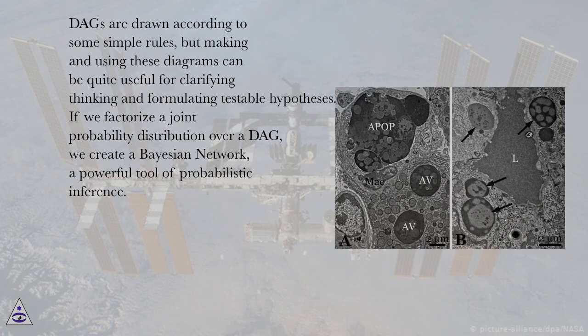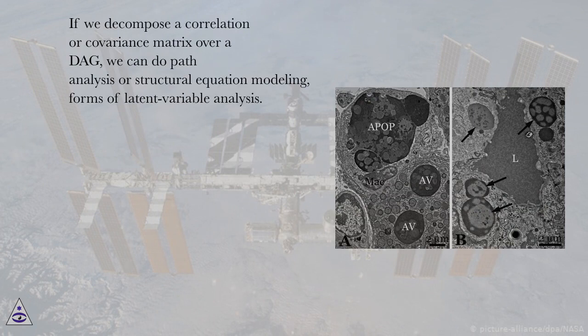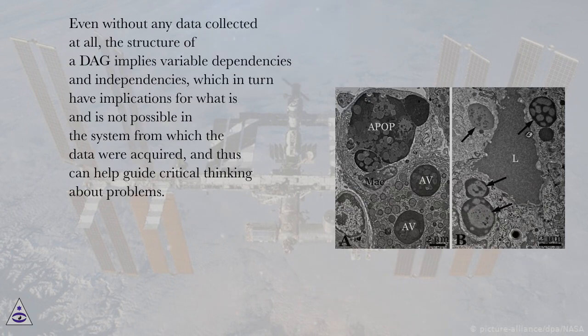If we factorize a joint probability distribution over a DAG, we create a Bayesian network, a powerful tool of probabilistic inference. If we decompose a correlation or covariance matrix over a DAG, we can do path analysis or structural equation modeling, forms of latent variable analysis. Even without any data collected at all, the structure of a DAG implies variable dependencies and independencies, which in turn have implications for what is and is not possible in the system from which the data were acquired, and thus can help guide critical thinking about problems.